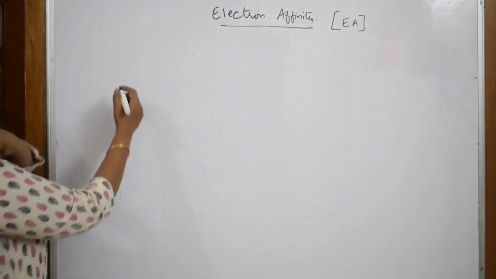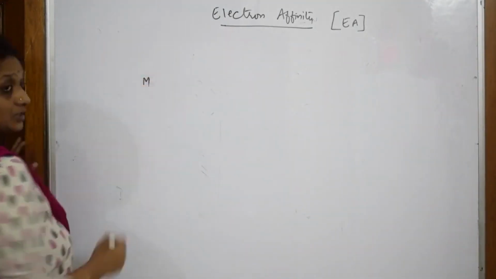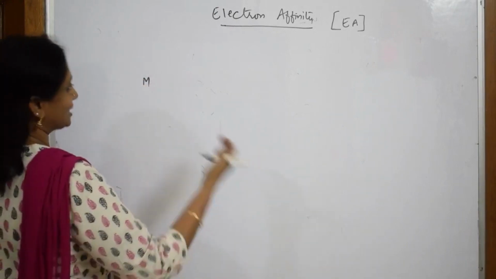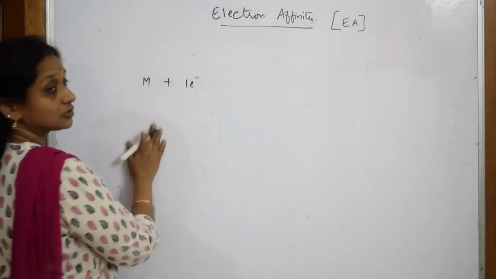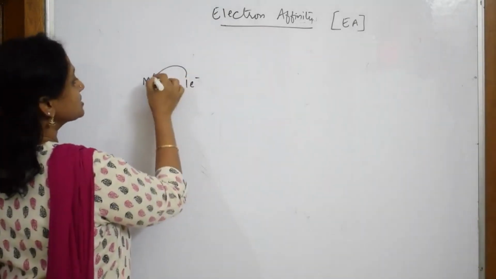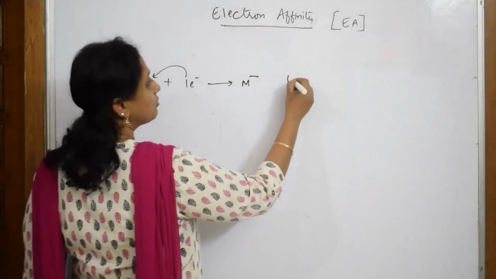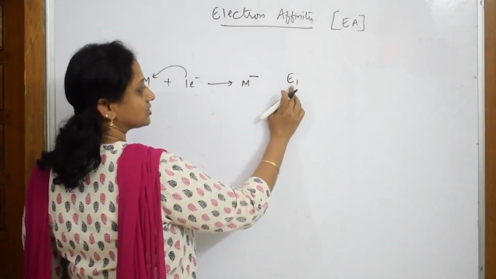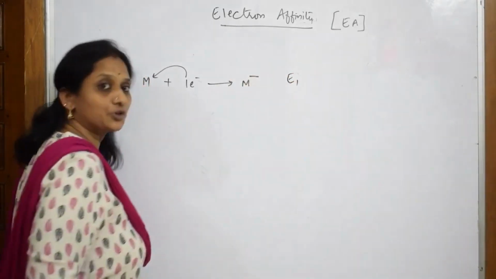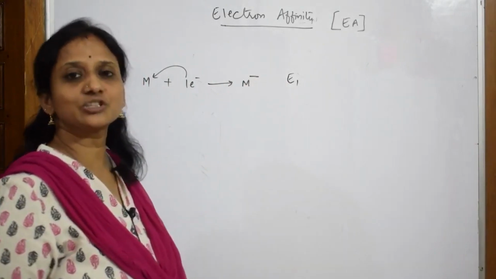Let's see. Suppose I take a metal atom, or an element, or rather an atom. I'm going to add one electron to this. When it's accepting this electron, what will happen? It becomes M minus. And the amount of energy released during this process is called electron affinity. We also call it electron gain enthalpy.